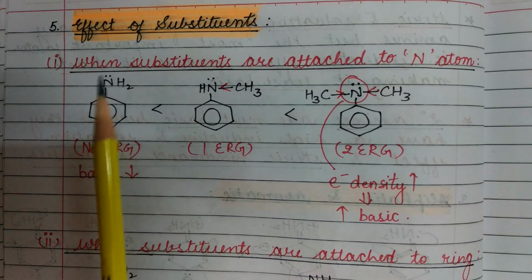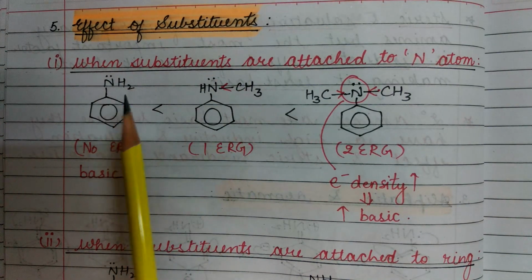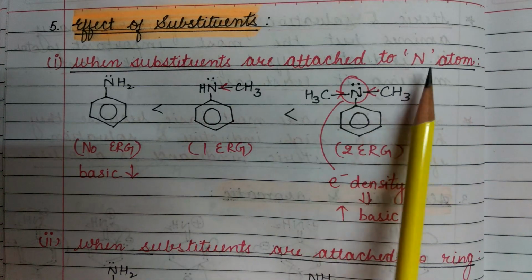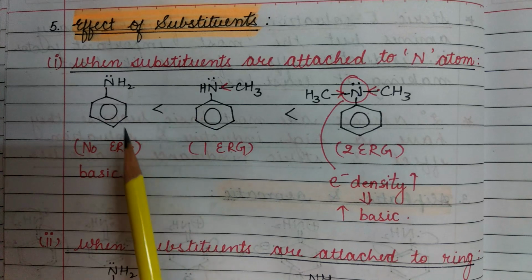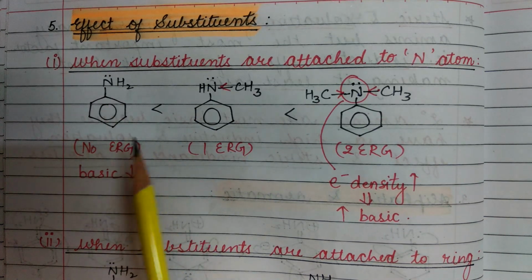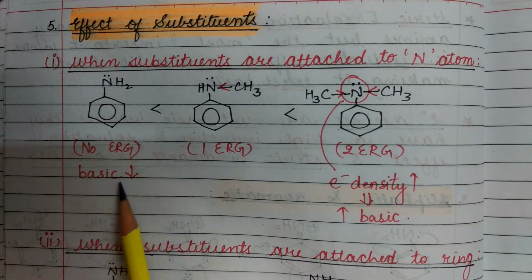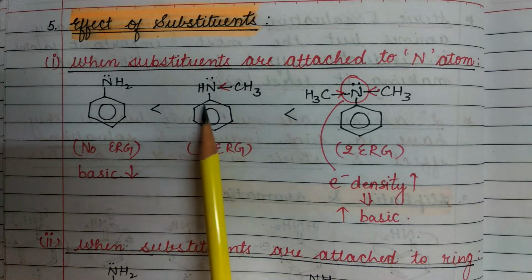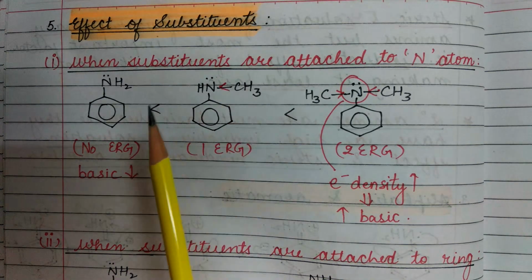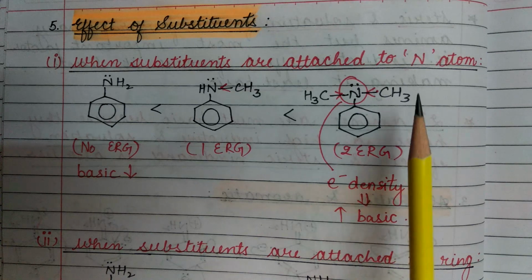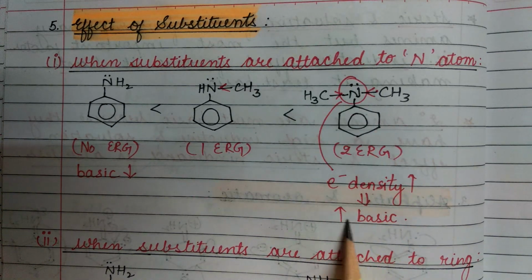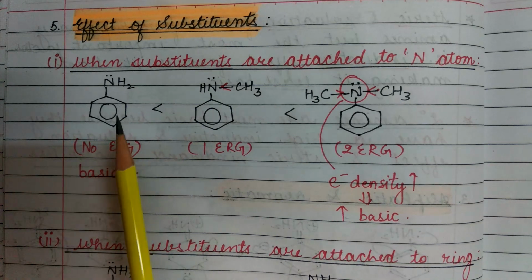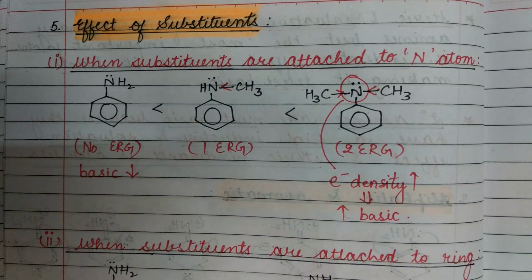Fifth is effect of substituents. When substituents are attached to the nitrogen atom, they are directly attached to nitrogen. When no releasing group is there, the basicity is least. With one releasing group, it is more, and when there are 2 releasing groups, the electron density on nitrogen increases and hence basicity increases. This is 1 degree amine, 2 degree amine and 3 degree amine.